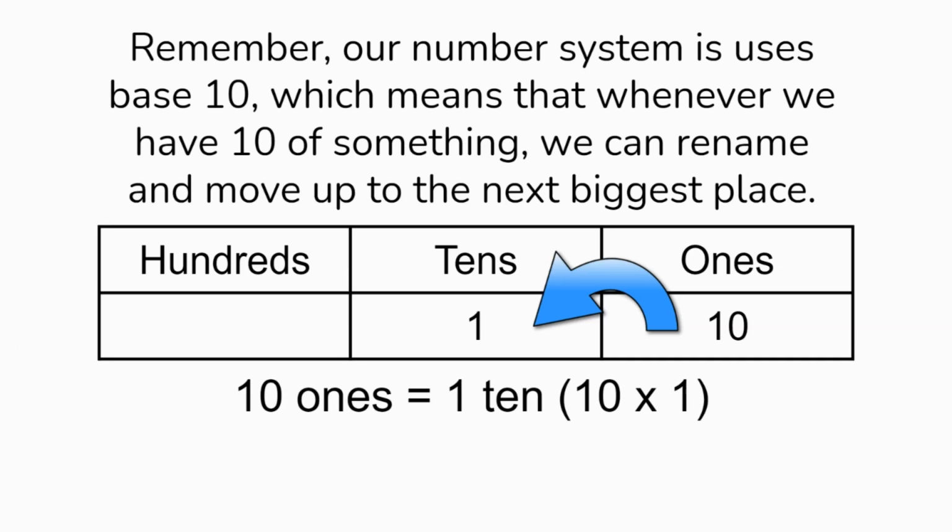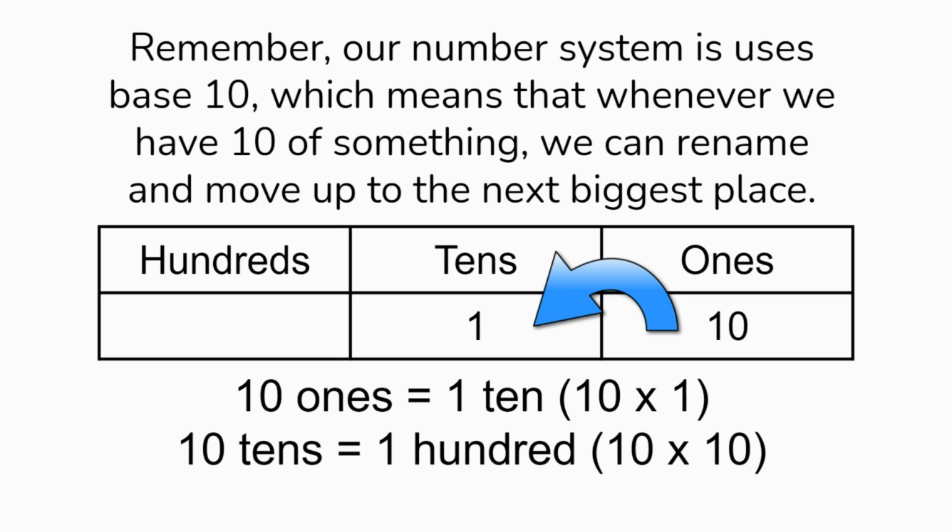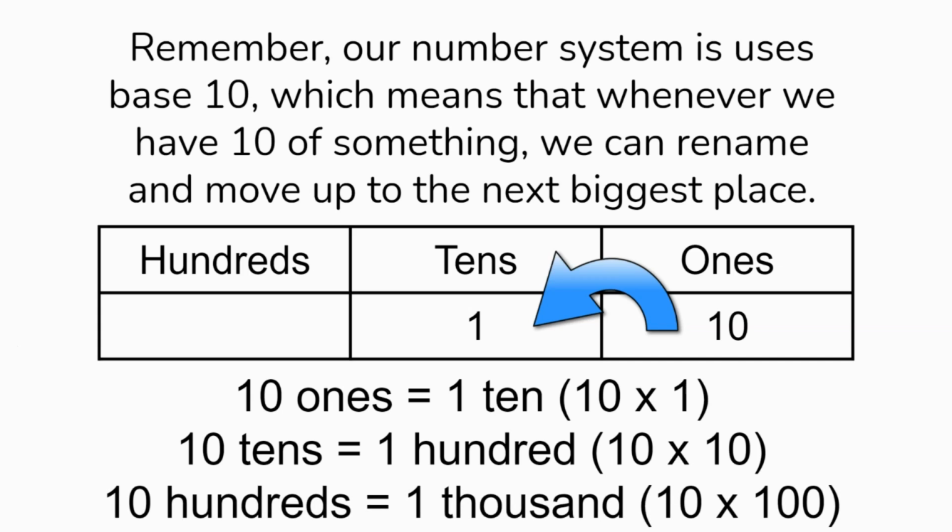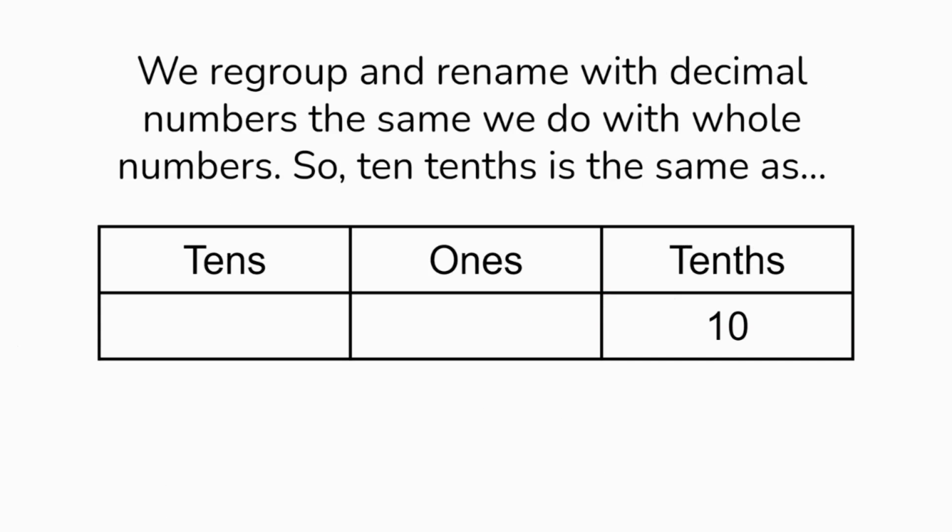So 10 ones is equal to 10, right? If I had 10 tens, I would turn that into 100. And if I had 10 hundreds, I would turn that into 1,000. So we regroup and rename with decimal numbers the exact same way we do with whole numbers.